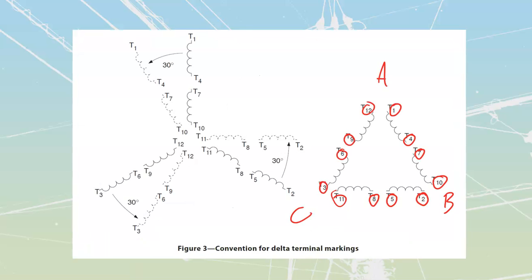But just know that for my 12 lead motor, if I have a 12 lead motor, I can go up to 4 different voltages that I can utilize off of that 12 lead motor, because I've got 4 different ways I can connect it: parallel Y, series Y, parallel delta, or series delta.